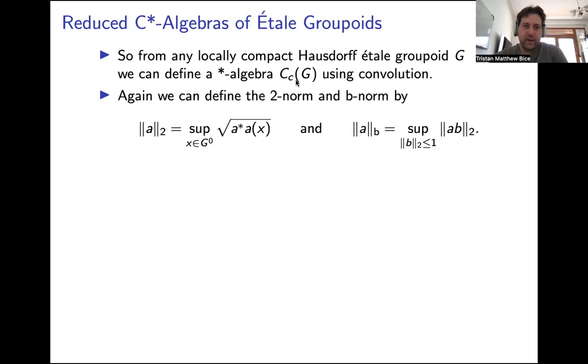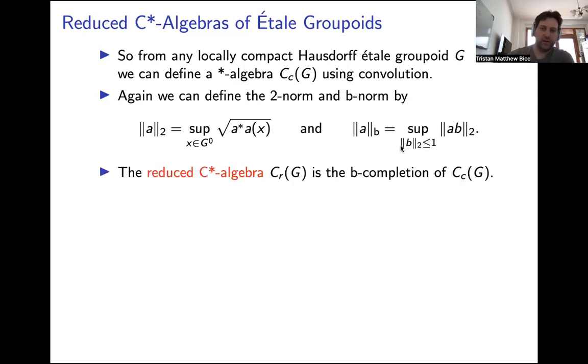Okay, and as before, we can now define on this star algebra this 2-norm using convolution. So that's kind of like with groups, except now we just take the supremum over all units x of the square root of (A star A)(x). And then to get the operator norm, we look at it as if it's an operator, operating on these compactly supported functions. So we look at the supremum of the 2-norm of A star B for all those B's in the 2-unit ball. Exactly like we did before with finite groups, essentially.